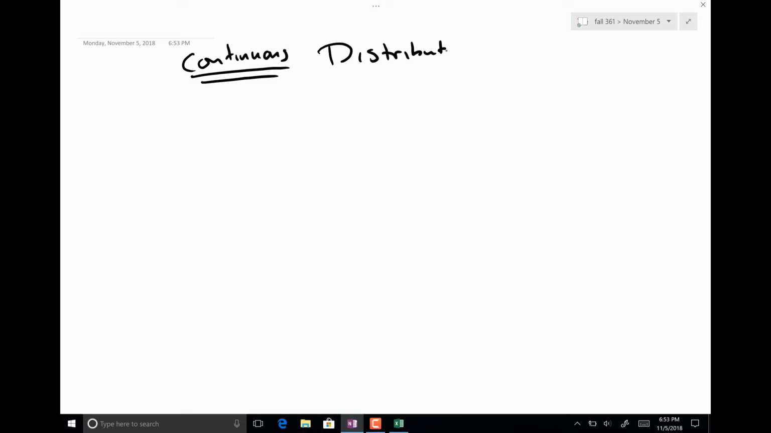Continuous distributions. Again, the idea being that with a discrete one, you could have 1, 2, 3, 4, 5, or whatever. With a continuous one, it could be anywhere on the spectrum, right? Where are you at? I'm right here, I think. Okay, well, good for you.